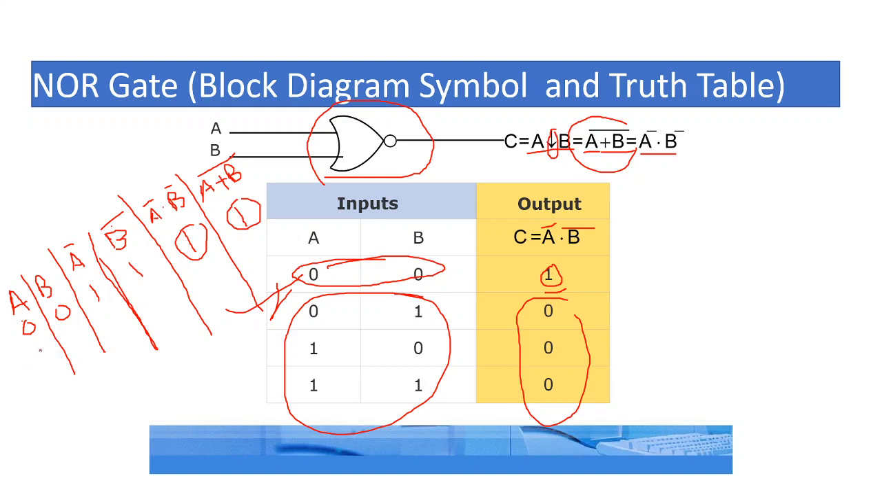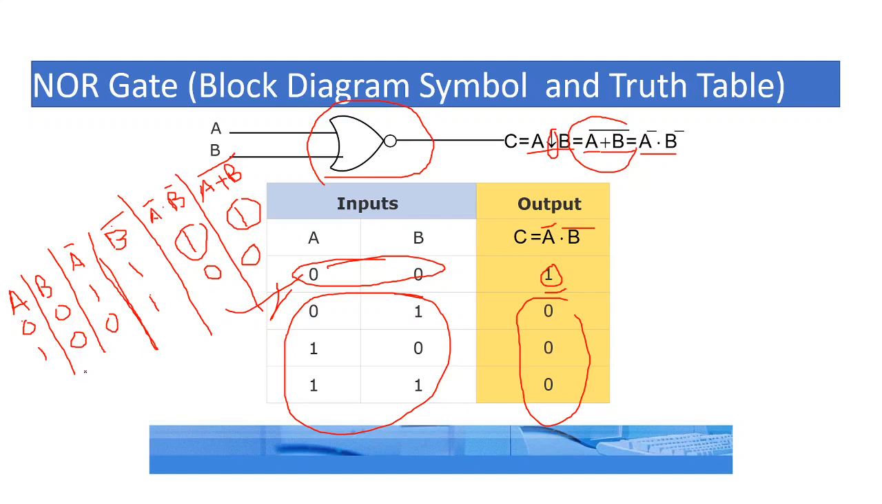Next, suppose we have input A is equal to 1 and B is equal to 0. A is equal to 1, so A bar is 0. B is equal to 0, so B bar is equal to 1. A bar dot B bar means 0 dot 1, which is 0. For A plus B whole bar, A plus B means 1 plus 0, which is 1, and its whole bar means 0. So A bar dot B bar is logically equivalent to A plus B whole bar.